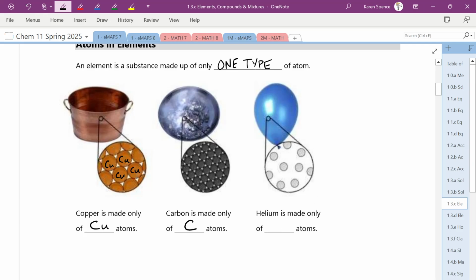What state of matter is helium? It is a gas. Do you know the symbol for showing something as a gas? It's a lowercase g, and we put it in brackets. Now, copper is not a gas, it is a solid. And you know the symbol for solid? S, again in brackets. Okay, carbon is also a solid. S.